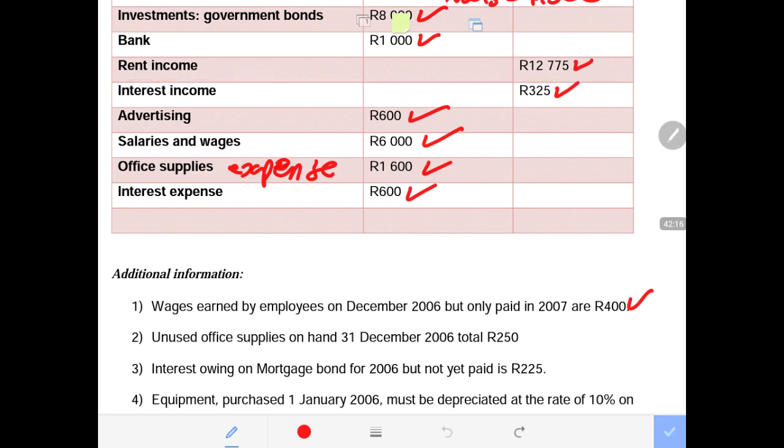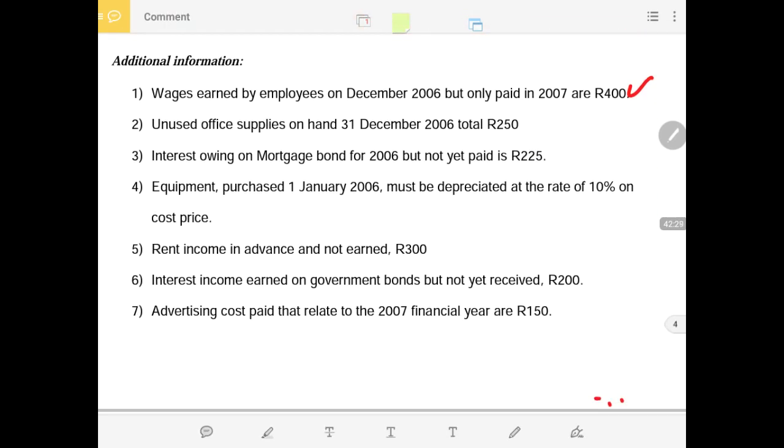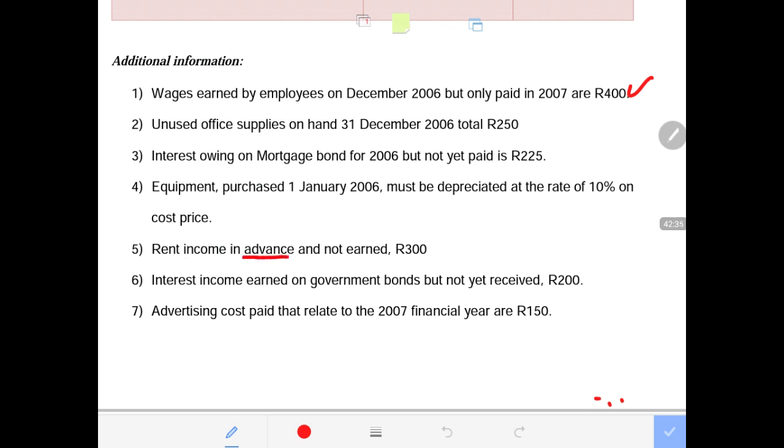So now if it's already included and it's not supposed to be there because it's for next year, that means our rental income must be reduced by the amount of 300 that is for next year but not for the current period. Why am I saying next year? Because anything that you receive in advance is not for this period but it's for the next period. Because they said rent income in advance not earned, the amount is 300.